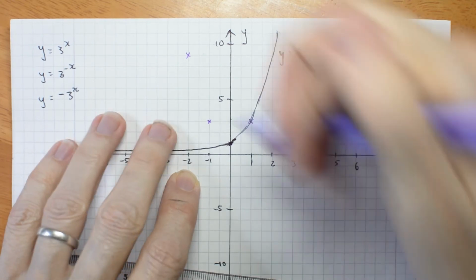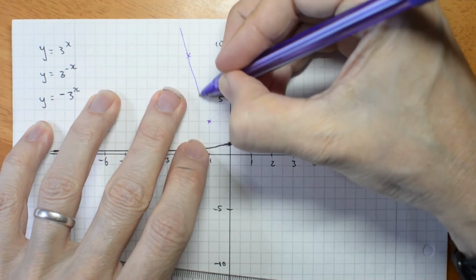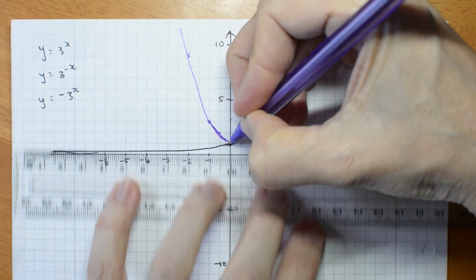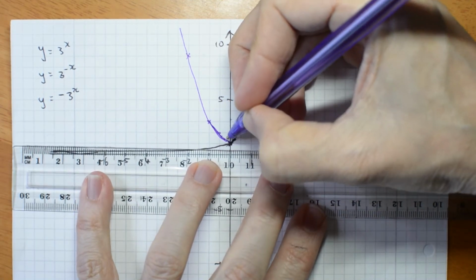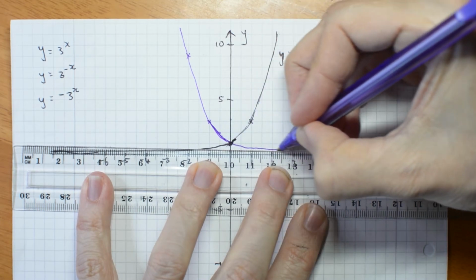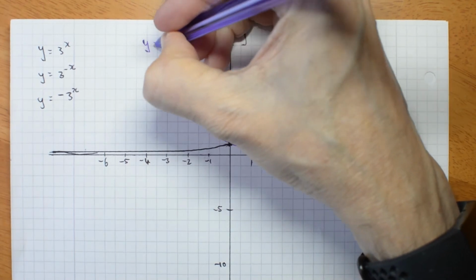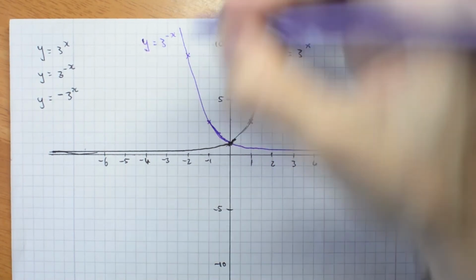So let's see if I can draw a nice smooth exponential curve through there. It's supposed to be a curve coming down no lower than about that, like so. And that is 3 to the power of negative x.